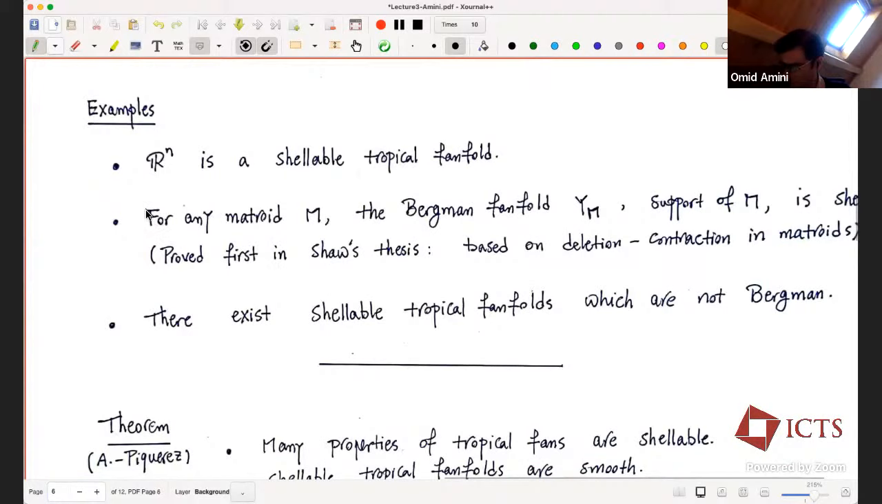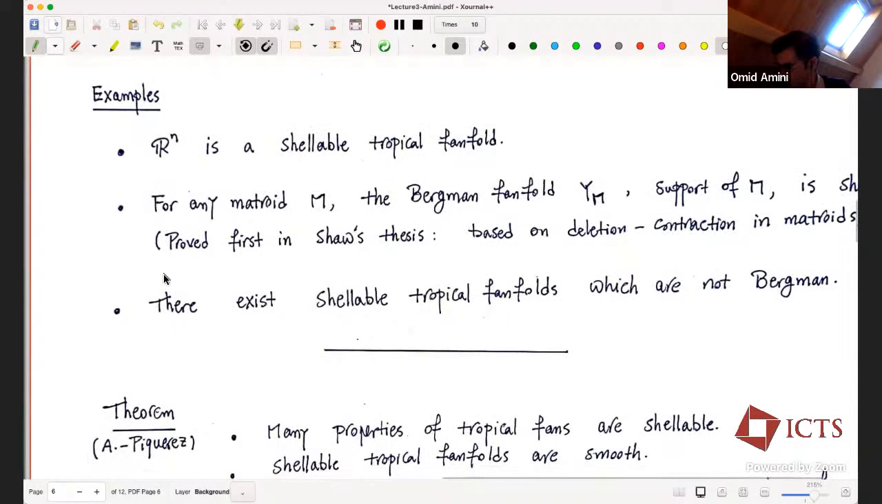To explain why we get a lot of tropical fans in this way, there were several examples. The first example is complete fans, meaning fans which have full support in R^n. All these fans are shellable. And if you start with a matroid, then the Bergman fan of the matroid is shellable, and every fan that has the same support as the Bergman fan, so any fan structure you put on the Bergman fan fold, is still shellable. I also explained that you can construct shellable tropical fans which are not associated to matroids. So this concept of shellability produces a strictly larger class of fans than just those associated to matroids.